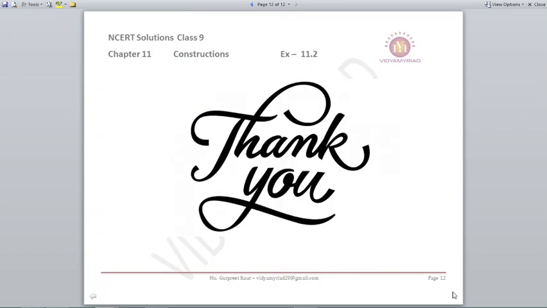That's all for this exercise 11.2. I hope you must have found it very easy. Please do 2-3 times practice. You will be able to draw it very nicely.